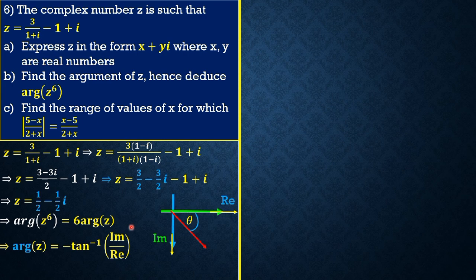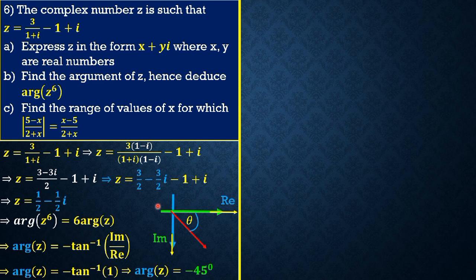Keep in mind that the negative sign simply tells us the position where it is found on the diagram. We don't need to put the negative sign inside again when getting it. So we're going to have 1 half over 1 half, which gives us 1. So we're going to have minus tan inverse of 1, which gives us minus 45 degrees. So guys, that's the argument of z that we have.